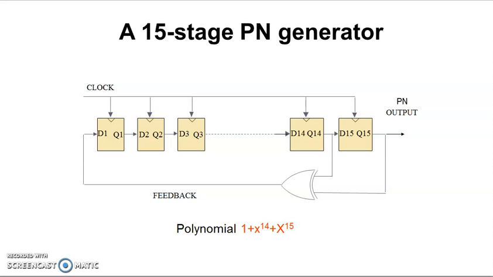15 stage generator. So there are multiple phase shifters. Now the length of that PN sequence generator depends upon how many shift registers are present in the PN sequence generator. Here 15 shift registers are there. So the length depends upon those 15 shift registers. That's why we can say that it is a 15 stage PN sequence generator.